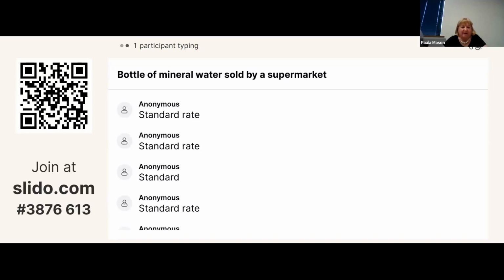Okay. Yep, everyone I think is correct on that. Sounds standard rated, which seems crazy, doesn't it? That you have to pay 20% VAT on a bottle of water, but there you go.